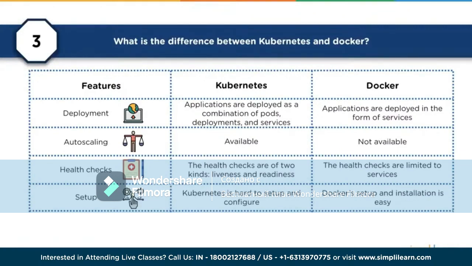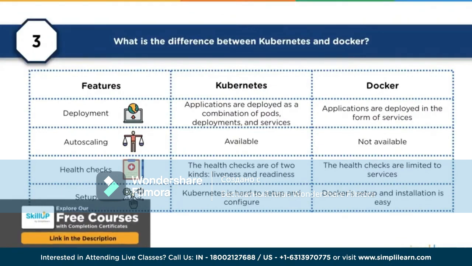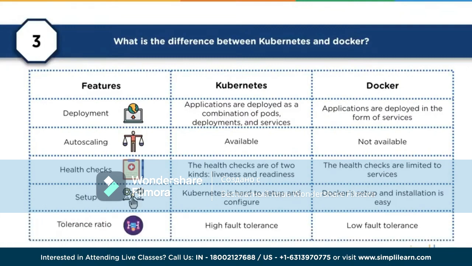Kubernetes is complicated to set up. It really is just simply complicated to set up. And what you'll find is a lot of cloud services will actually do the setup for you, whereas Docker is very easy to set up. As you would expect with the tolerance ratio, there is high fault tolerance with Kubernetes, whereas Docker has low fault tolerance. Again, this is fundamental in the two different types of strategy that Kubernetes and Docker have. They're both connected tightly with each other, but they both do different things.